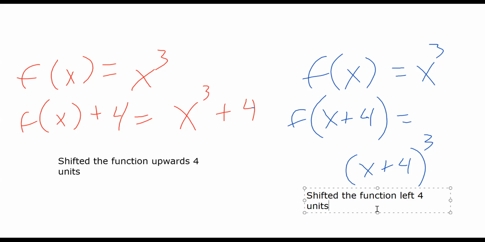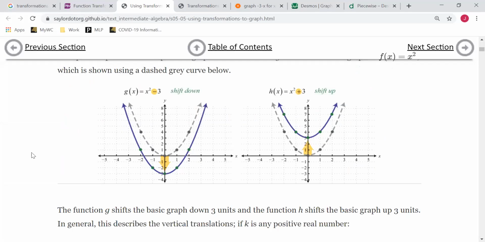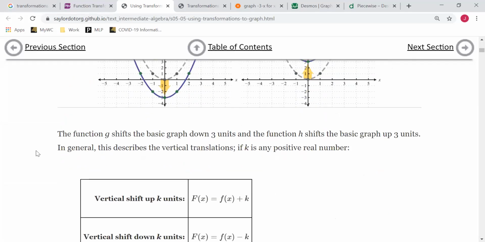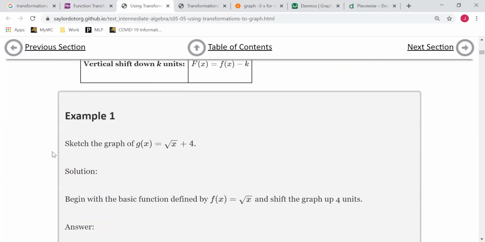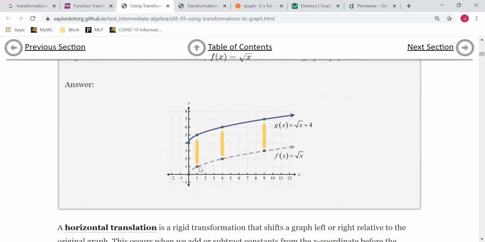But let's go back to that little website I found. So that's how you get a vertical shift. So if you wanted to sketch the graph of the square root of x plus 4, take your basic square root function here, which is drawn much better than I drew it.